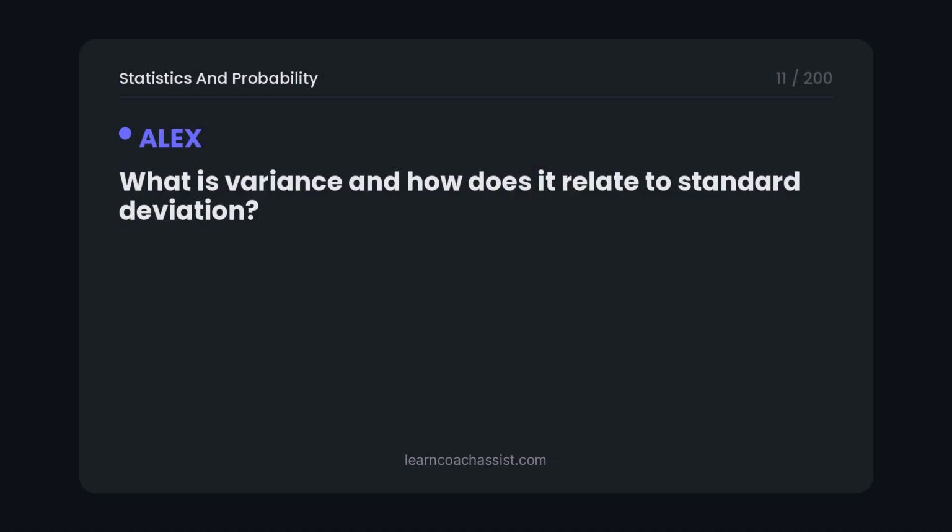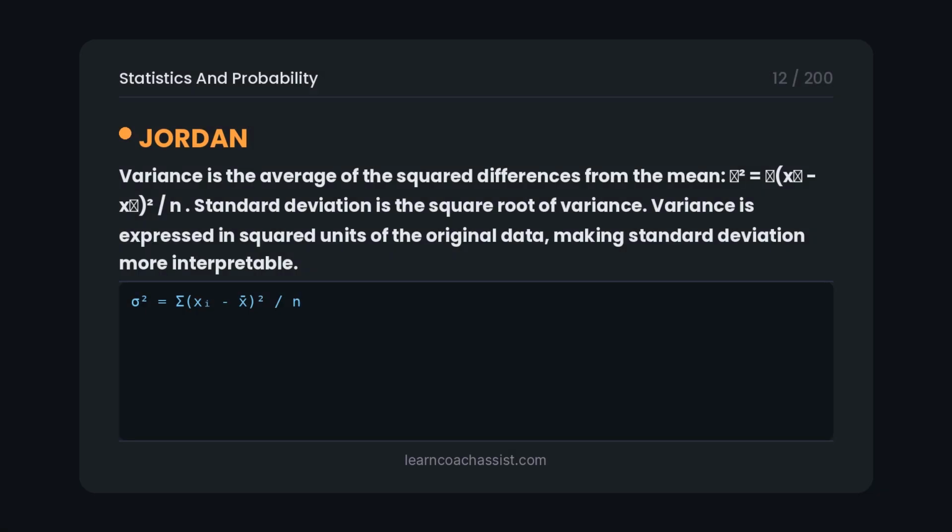What is variance and how does it relate to standard deviation? Variance is the average of the squared differences from the mean. σ² = Σ(x − μ)²/n. Standard deviation is the square root of variance. Variance is expressed in squared units of the original data, making standard deviation more interpretable.